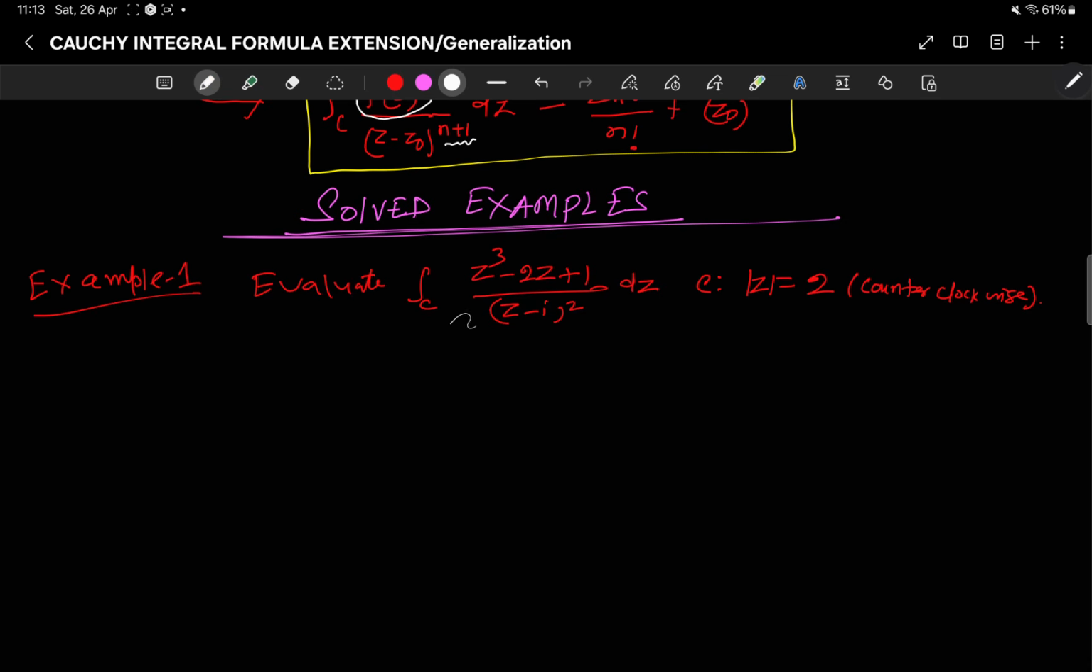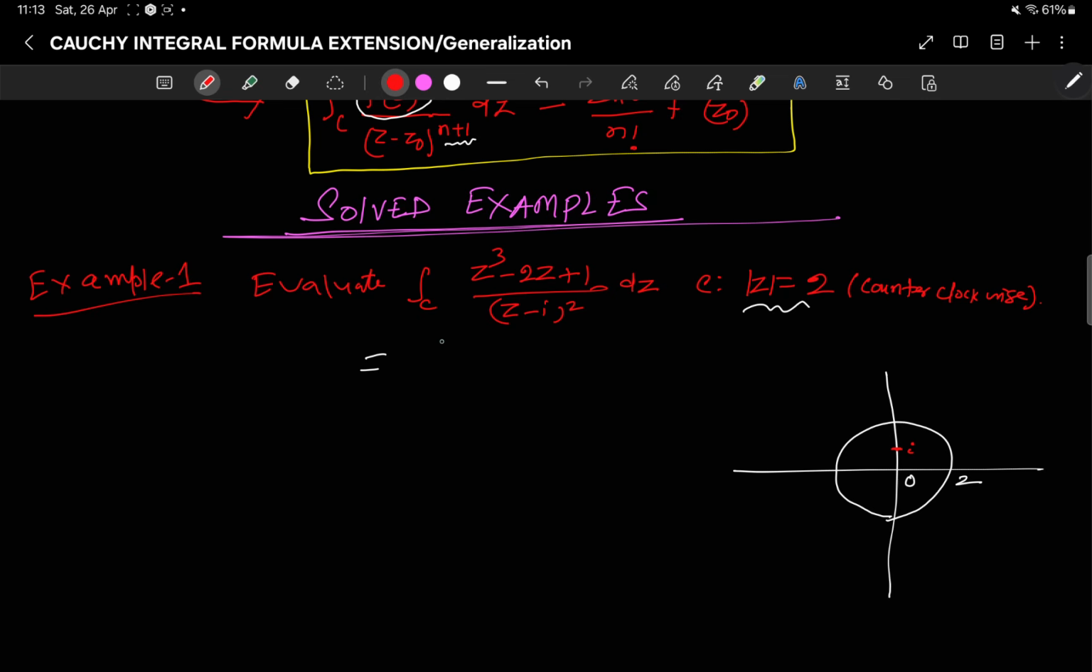Now suppose you are asked to solve a problem like this. First, understand the path here: it is a circle with center at 0 and radius 2. Now think about the denominator, which is (z minus i) whole squared. If I equate it to 0, I find that i is a point here. So this i is here.